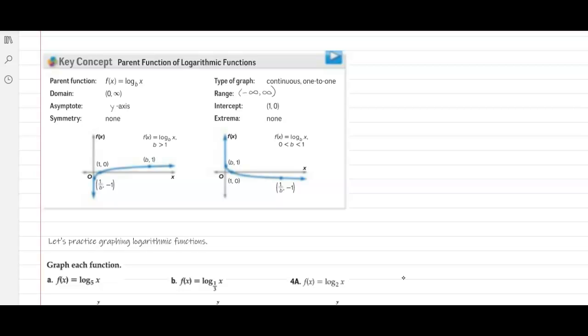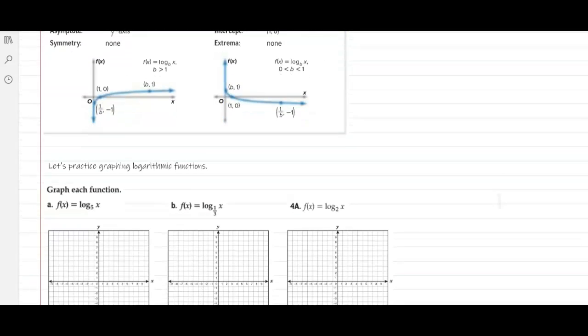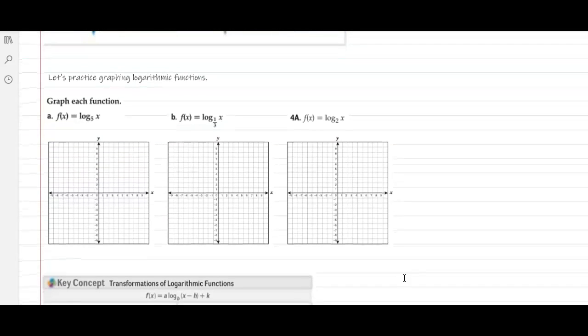Remember, when we talked about exponential functions, our base could be greater than 1. That indicated exponential growth. Or our base could also be a fraction, which was exponential decay, but our base could never be negative. And the same is still true. The base of our logarithm cannot be negative.